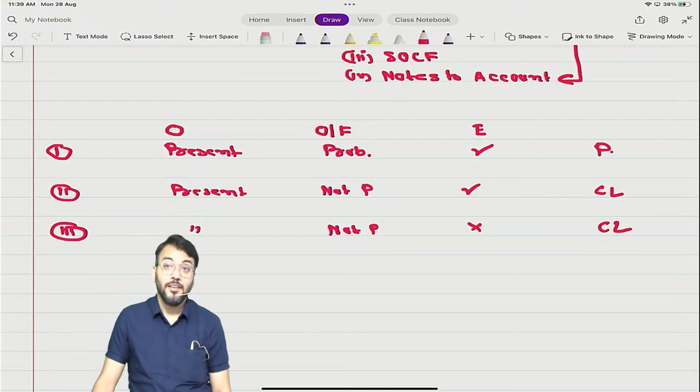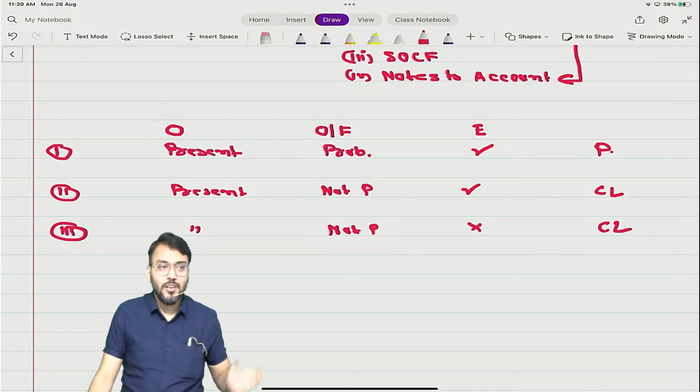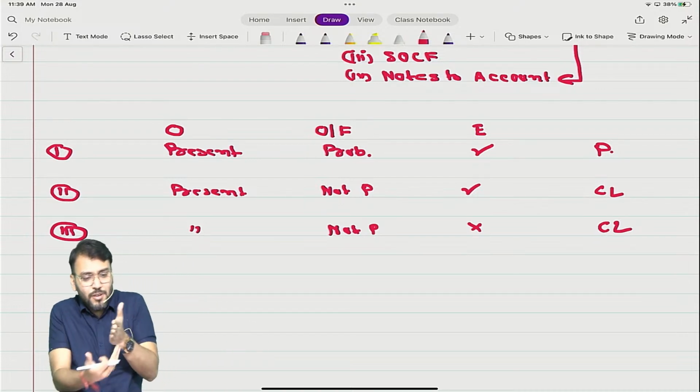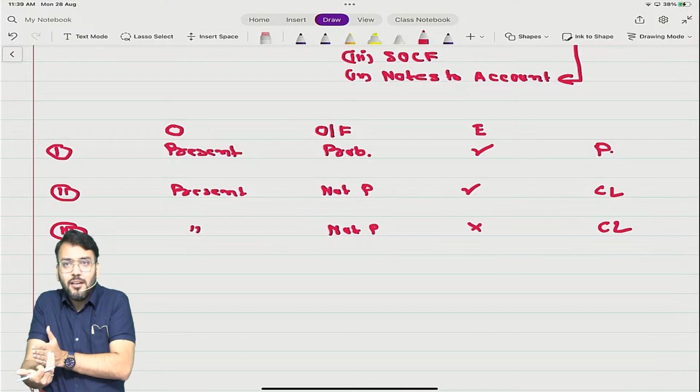Contingent liability. So I said if you are answering this, it means you have understood my emotions. Correct. Now, once you have understood the concept, are you able to answer the questions? Yes, no?